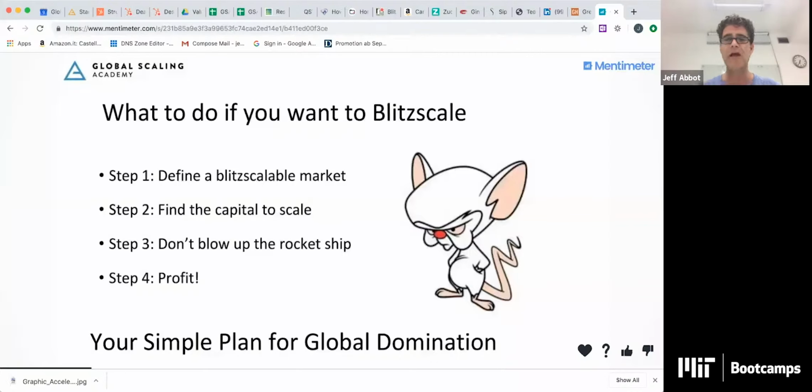So a blitzscalable market was one that possessed certain characteristics. Those were the growth factors and limiters. Then you had to have the necessary capital to scale, along with the management techniques and good strategic decisions that would allow you to grow this business without blowing up your rocket ship as you achieve escape velocity. And finally, if you were able to do all of those things, you'd be on a plan for global domination and hopefully rampant profits.